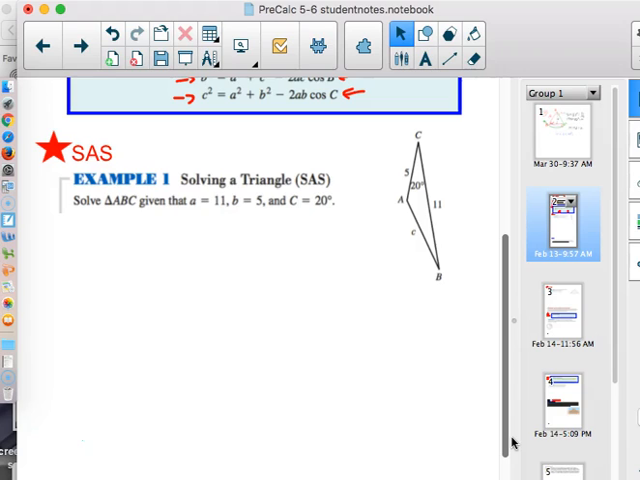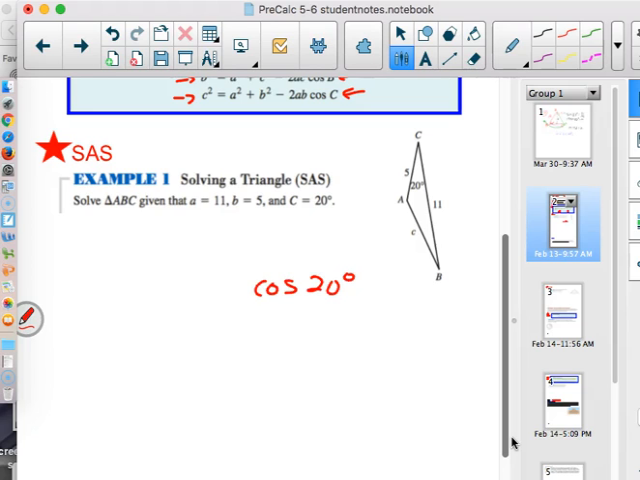So here's my focus. Angle C. That's the one I have. So I want to use the formula that's going to give me something about angle C. So that means I'm going to have to end with cosine of 20 degrees down there. But while I'm thinking about it, I realize, well, that means this is going to be a little c squared over here.